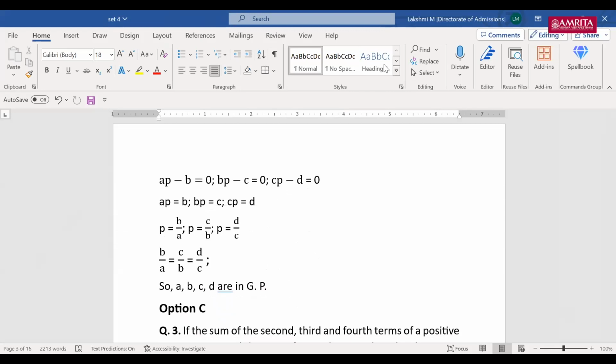I know a lot of students have answered it. So ap minus b equal to 0, bp minus c equal to 0, cp minus d equal to 0. So you got ap equal to b, bp equal to c, cp equal to d. So you have a relation b by a equal to c by b equal to d by c. So what will it be? These terms a, b, c and d are in a GP, and it's option C.